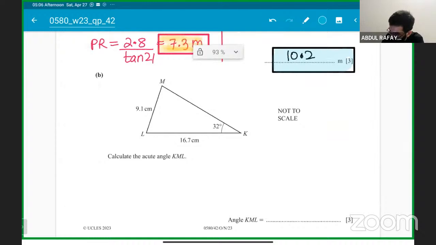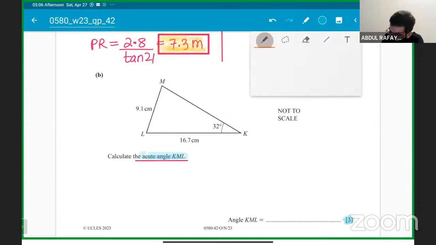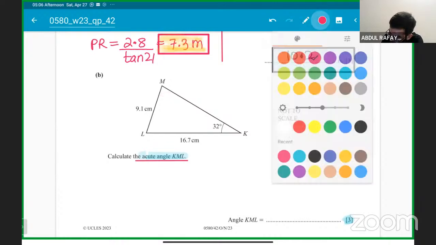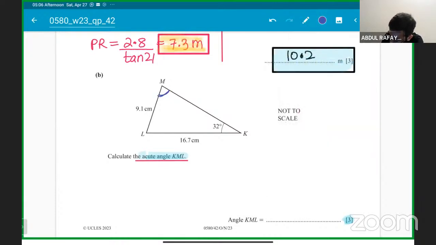Next is part B for 3 marks, calculating the acute angle KML. Now the right angle triangle is finished. I hope everyone is with me, guys. We have to calculate acute angle KML, which means we have to find this angle, or let's mark it with a bolder color. This angle we have to find, students.